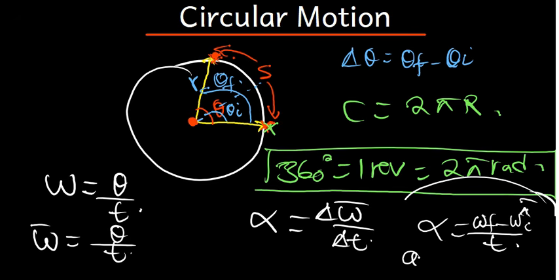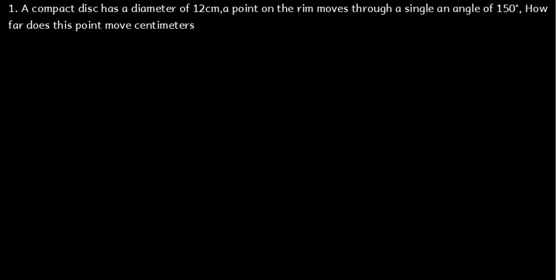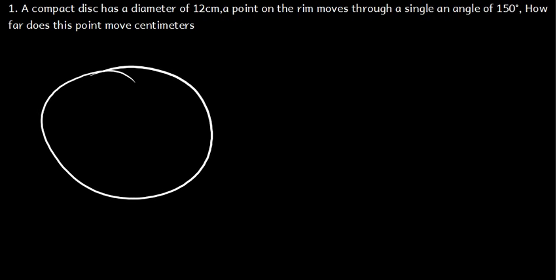Okay, so now we're going to talk about these when we start talking about the relationship between the circular motion and the linear motion. Okay, so for this part, let's now see how we can solve some questions from what we have done so far. I have the first question here, which says a compact disc has a diameter of 12 centimeters. A point on the rim moves through an angle of 150 degrees. How far does this point move in centimeters? So we can see that we have the disc.